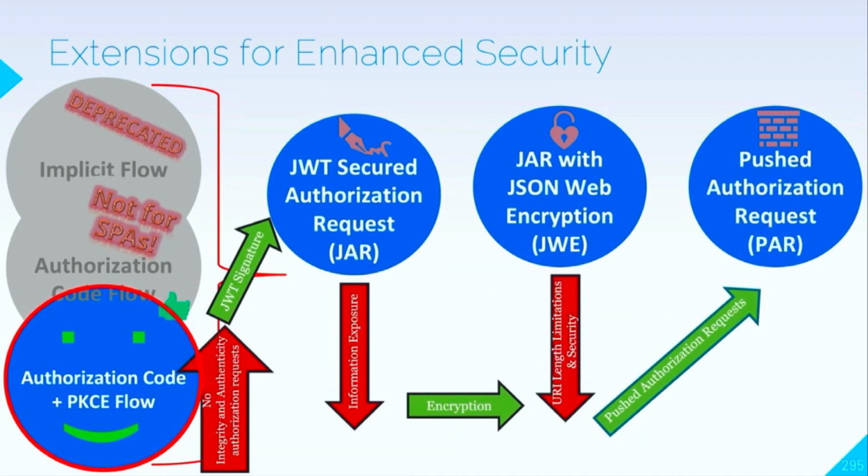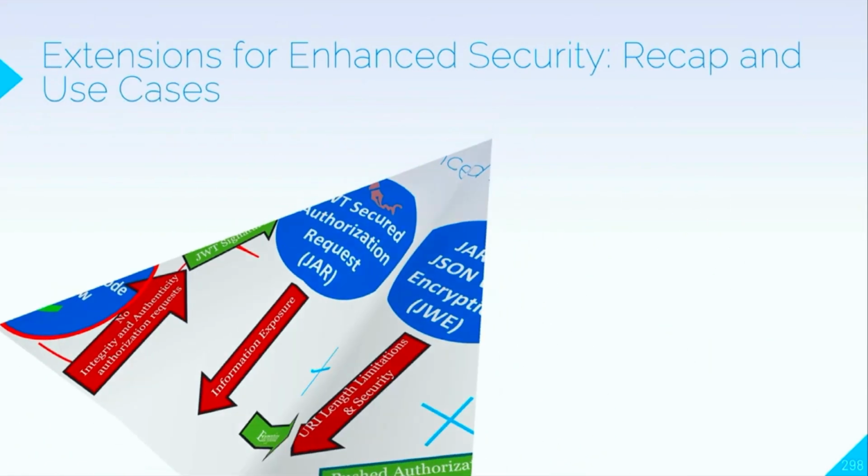Now that we have a comprehensive understanding of how these OAuth 2 extensions can be combined to enhance the security of user-initiated flows, you might be wondering, do we really need all these extensions in every scenario? When should we use JAR, JAR with JWE, PAR, or even a combination of them? In the next lesson, we'll recap all the OAuth 2 extensions we have covered so far and explore when to use each one based on different project requirements and security needs.